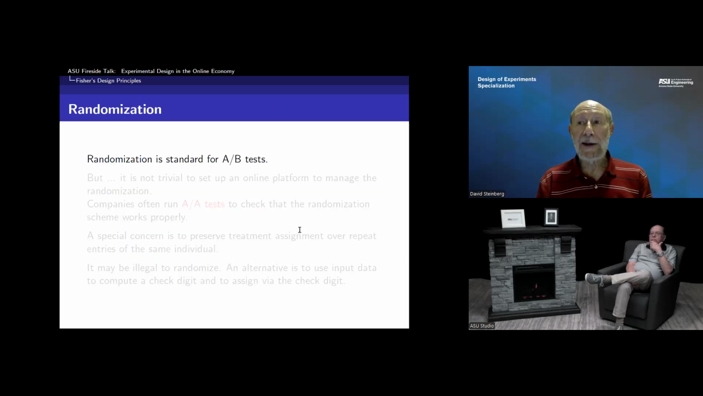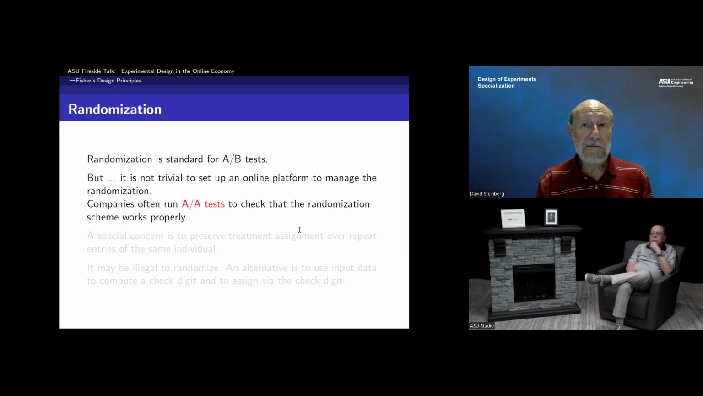Randomization is absolutely standard in online testing, but it's not always trivial to set up an online platform that's going to do this properly. So one of the things that companies do in order to test their platform, remember, this all has to happen automatically. So there has to be software in the background that's running all of this and running it fast enough so that, of course, if you come into a website, you're not even aware that there's something going on in the background that's dictating what you're going to get in an experiment.